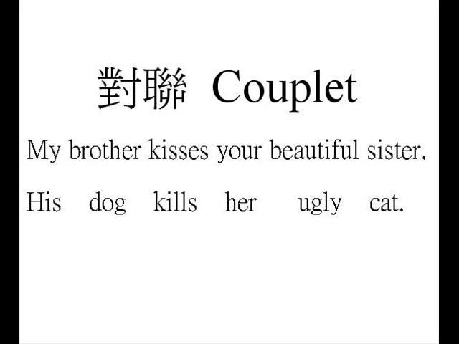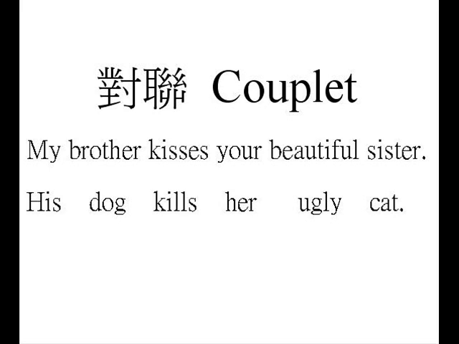For example, brother is a noun, and dog is also a noun, and so a noun corresponds to another noun. For example, kisses is a verb, and kills is also a verb. Beautiful and ugly, both of them are adjectives, and so an adjective corresponds to another adjective. Okay, this is what we call a couplet.